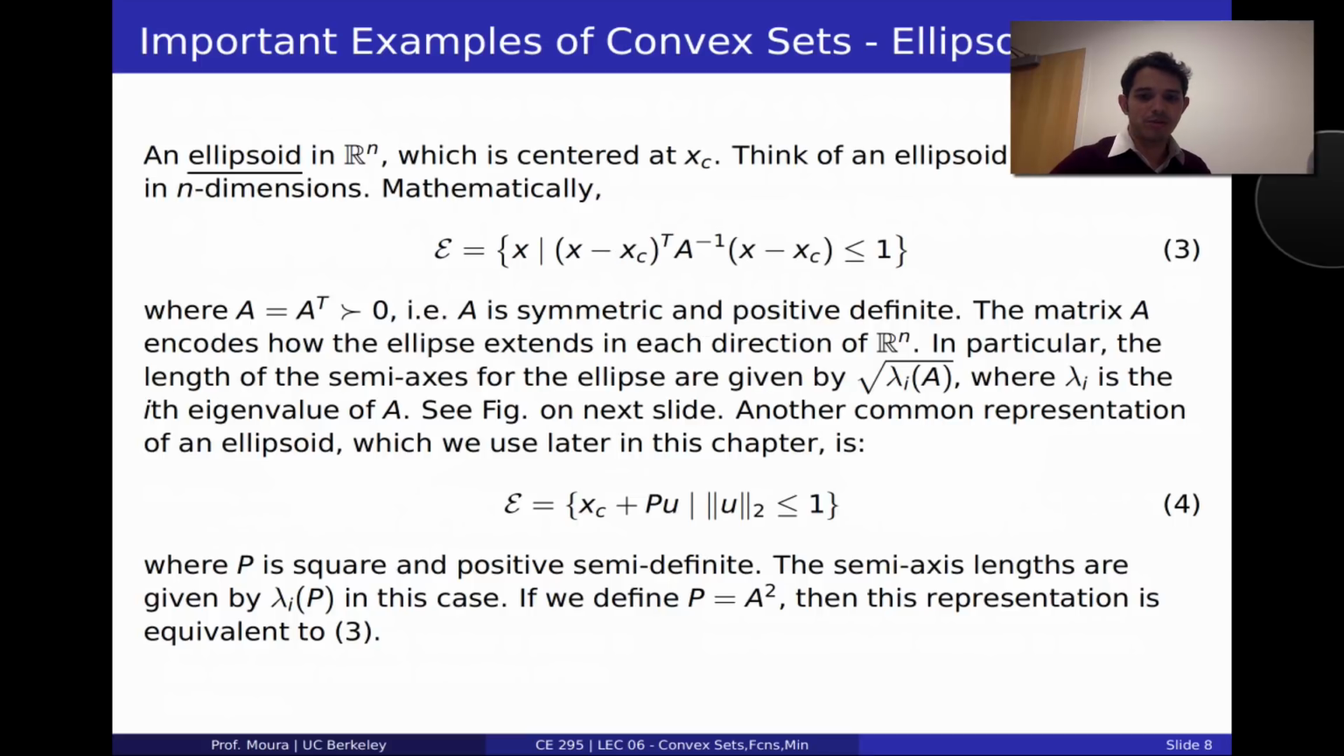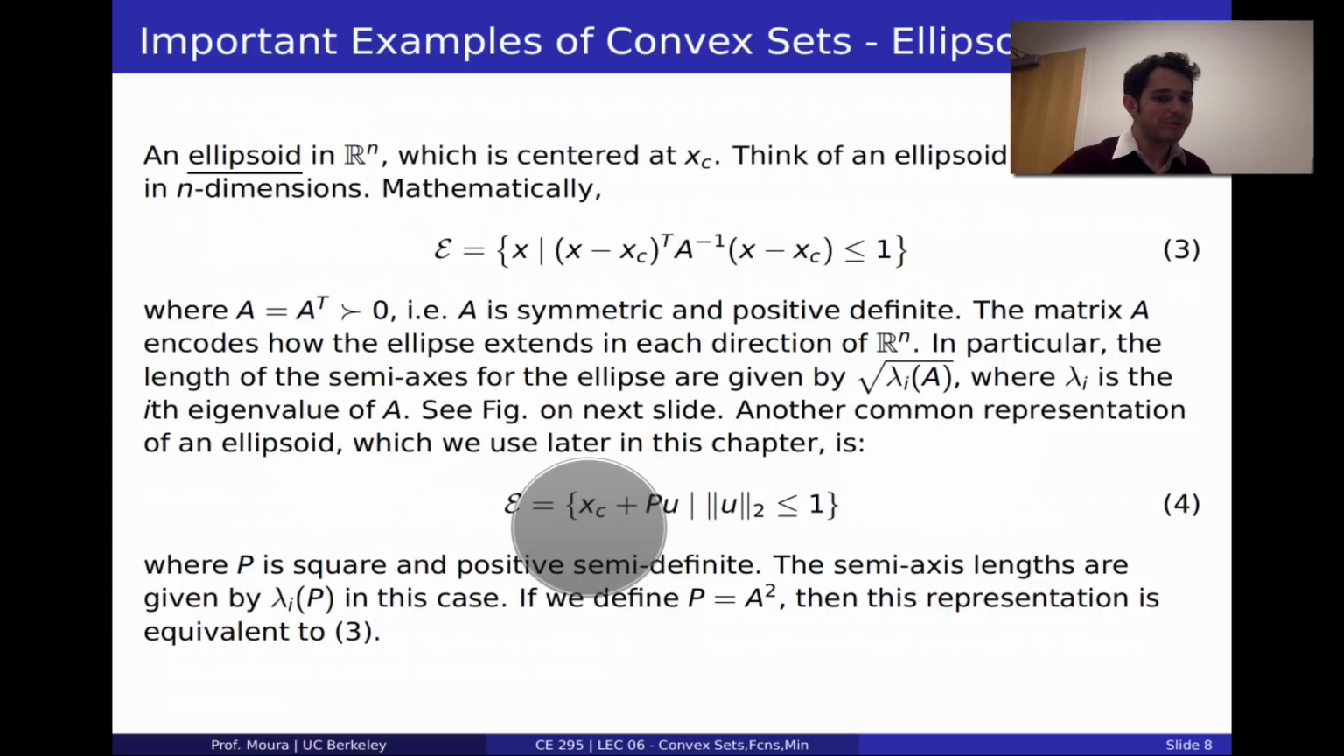Now, another common representation of the ellipsoid, which we'll use later in this chapter and you'll use in your homework, is what's shown in equation 4 here. What it says is the ellipsoid is going to be given by this expression, xc plus Pu, where P is a matrix and u is a vector which has a magnitude less than or equal to 1.